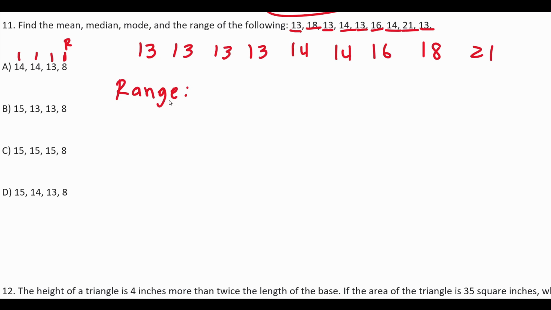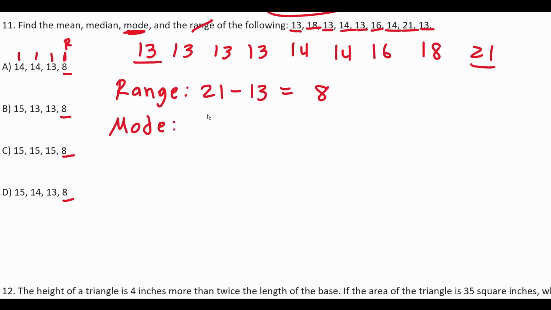And range, in case you forgot, is the biggest value in your data set minus the smallest value. Now that we've ordered these from least to greatest, this is pretty easy to figure out. The biggest value is 21. 21 minus 13, of course, is 8. And as we can see, all the ranges in our answer choices are in fact 8. So that's a good start. Again, we're working backwards here. We found the range. Now we're going to work on the mode.